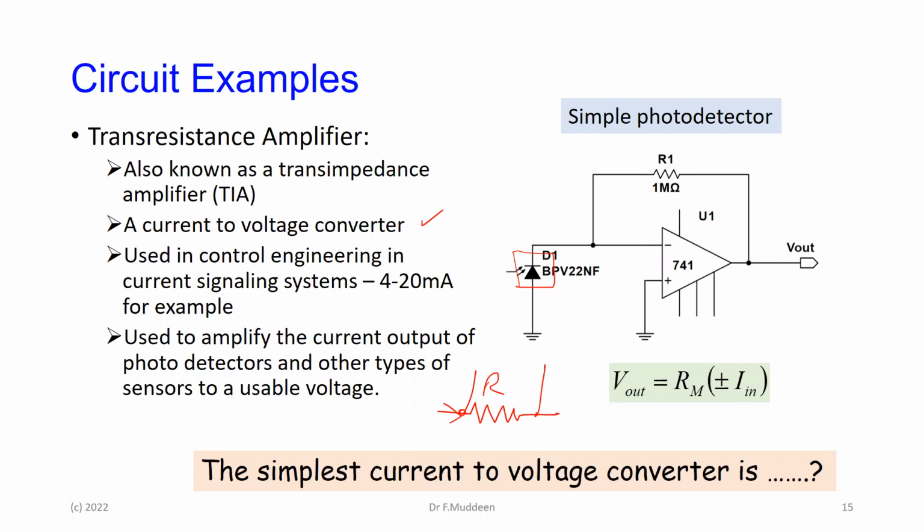Of course, the resistor has to be very small so it doesn't affect the value of the current itself by blocking too much of it. But a very simple current to voltage converter is a resistor, but of course it doesn't amplify. Okay, so the transimpedance amplifier behaves like a resistor with gain.